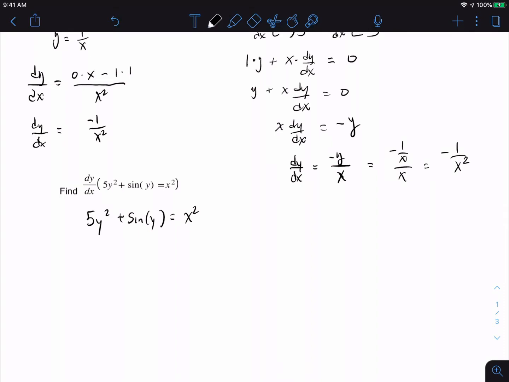The answer is yes, but I'm sorry, the answer is no, because what complicates things is I have y here and I have y here. Now, if this would have been an x, I could have solved for y. But because I have y in one piece and y inside of a sine, it's impossible for me to solve for the variable y. Correct?